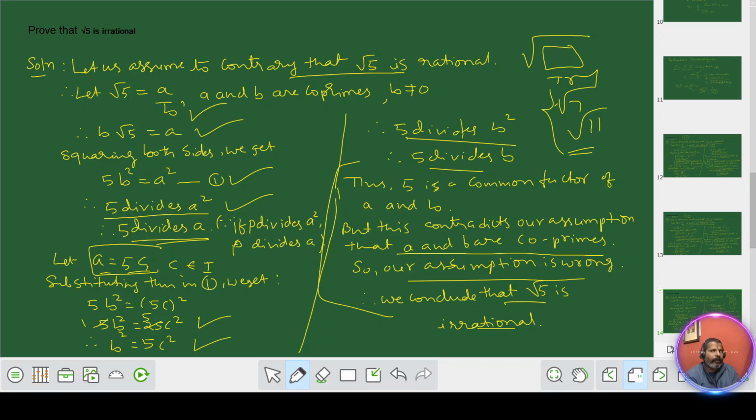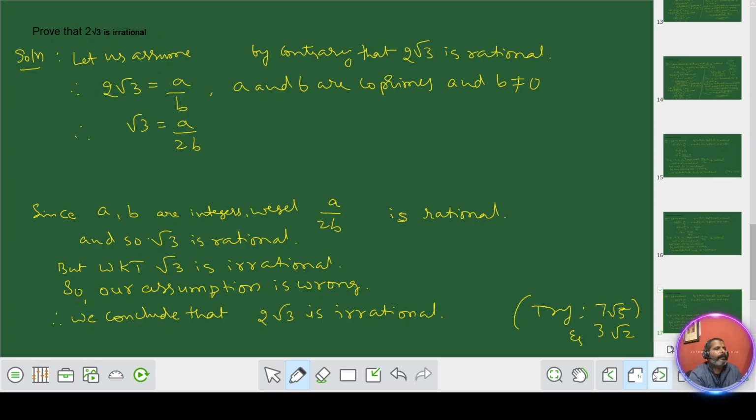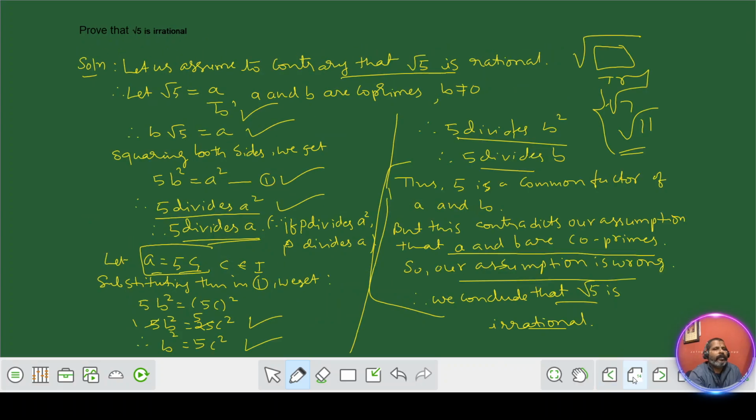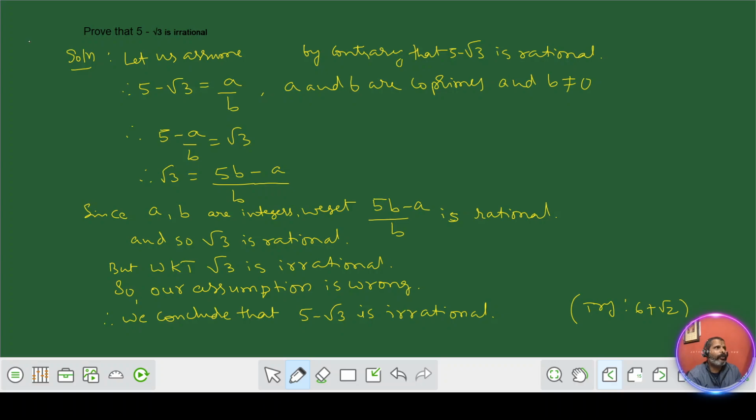Okay. We'll see another set of questions along with irrational numbers, like not just root 5, maybe 2 root 5, maybe 3 root 5, maybe 2 root 3, maybe 3 root 2. How do we prove that? Let us see. Let's take one example: 5 minus root 3. Prove that 5 minus root 3 is irrational.